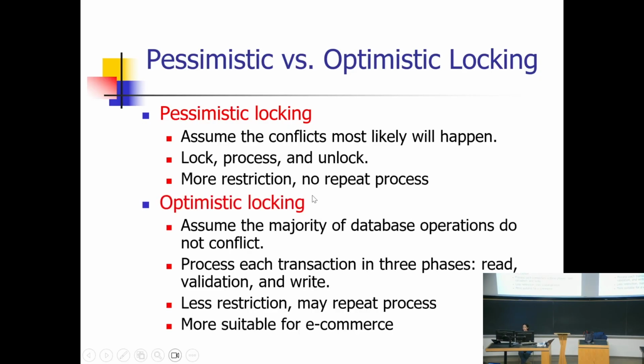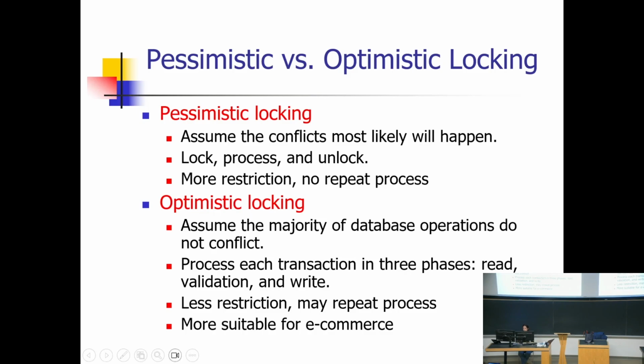And in optimistic locking, we say that in most cases there are no conflicts. This is especially true about, for example, e-commerce, where we have more reads compared to the number of writes. So we say there isn't going to be much deadlock, so let's be optimistic and not do locking in advance, and assume the majority of database operations do not conflict. So process each transaction in three phases: first read, then validate, and then do the updates.